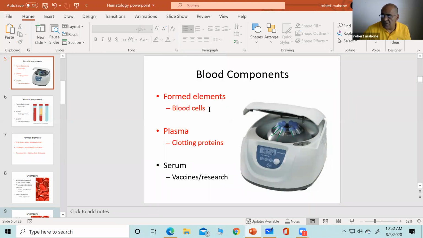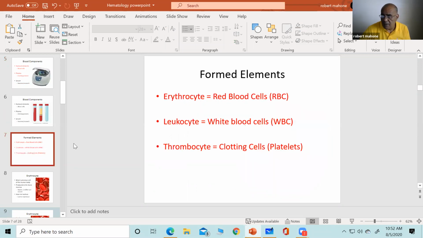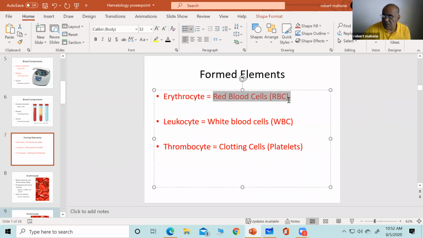Okay, so our blood cells are known as formed elements, and plasma contains the clotting proteins, the things that help our platelets stick together. Know the formed elements and their nicknames. Which formed element is nicknamed red blood cell? You'll choose erythrocyte. Leukocytes are the white cells, and thrombocytes are the platelets.